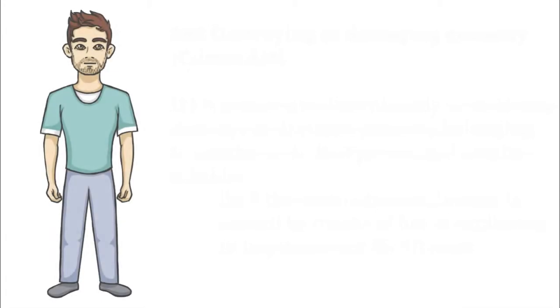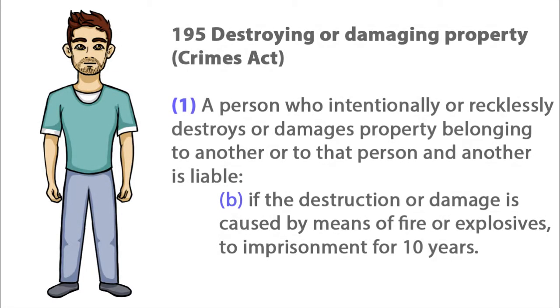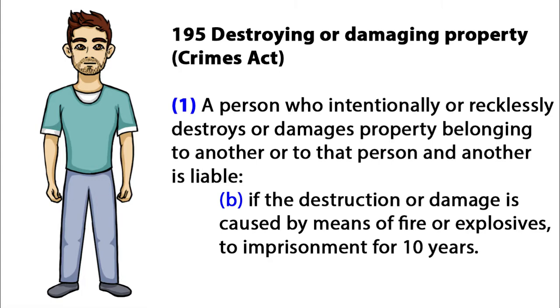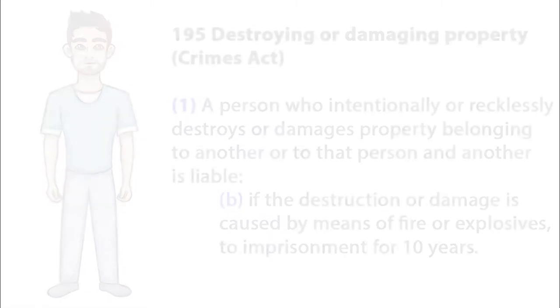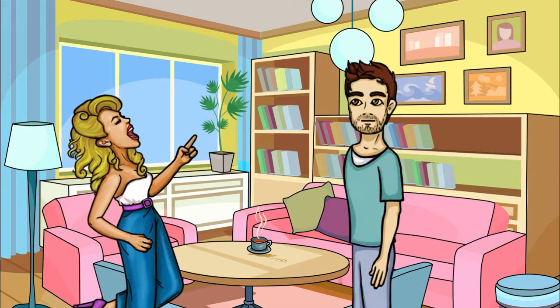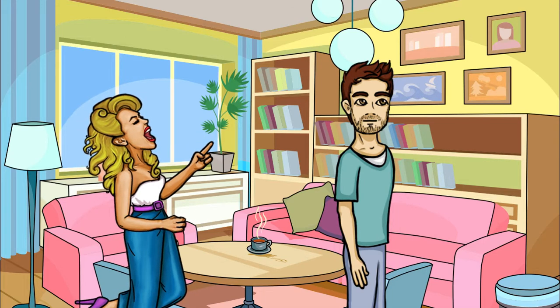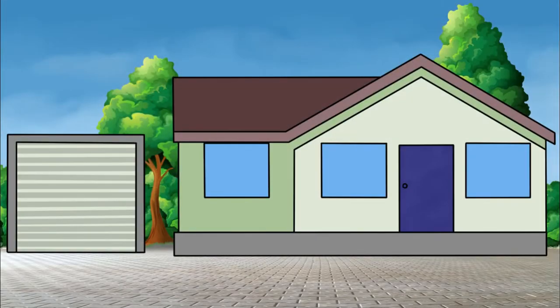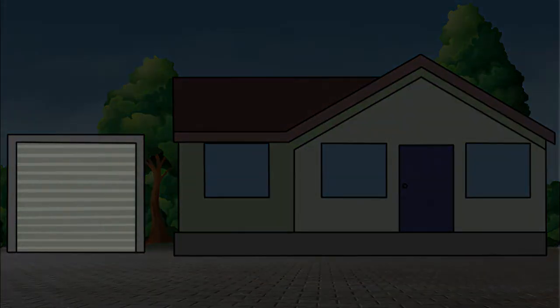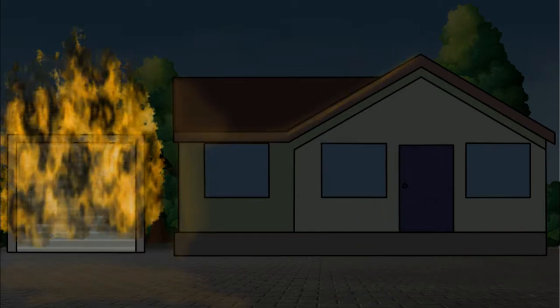Now let's take a look at Danny. Danny is charged with destroying or damaging property by means of fire under section 195(1)(b). The incident in question allegedly occurred following a heated argument between Danny and his girlfriend, which occurred inside of her house. The Crown alleges that following the argument, Danny later returned to his girlfriend's house at night time and, using a bucket filled with methylated spirits, set fire to her garage.